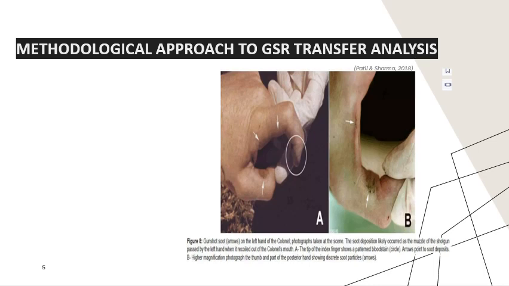So it shows the tip of the index finger that has a pattern of blood stain from back spatter, but it also shows the soot deposits from the gunshot residue after the weapon was discharged.